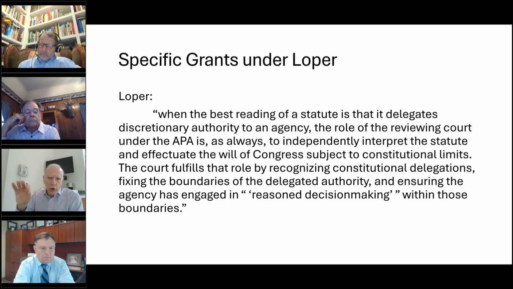the role of the reviewing court under the APA, the Administrative Procedure Act, is, as always, to independently interpret the statute and effectuate the will of Congress subject to constitutional limits. Okay, doesn't say very much. The court fulfills that role by recognizing constitutional delegations. We can talk about what is a constitutional delegation in a minute. Okay, fixing the boundaries of the delegated authority and ensuring that the agency has engaged in reasoned decision-making within those boundaries. Big mouthful. I'm going to try to take that apart for you on the next slide.